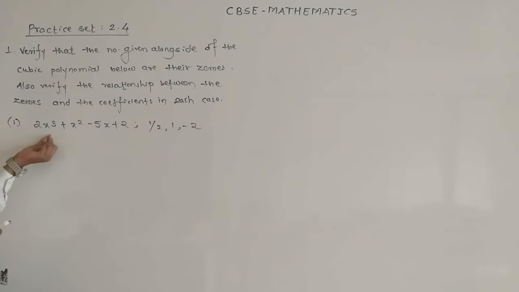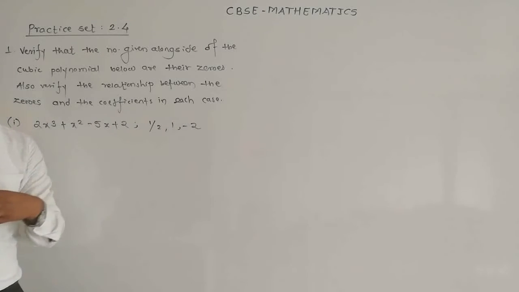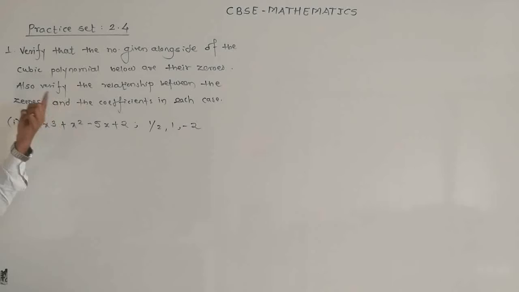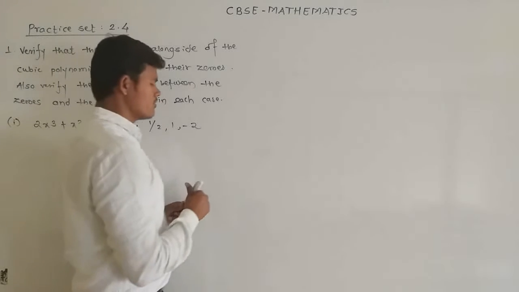That means for the polynomial 2x cube plus x square minus 5x plus 2, 1 by 2, 1 and minus 2 are their zeros. We have to verify this. Also verify the relationship between the zeros and the coefficients in each case. We all know the relationships for cubic polynomials.